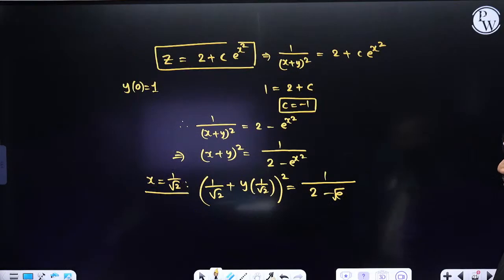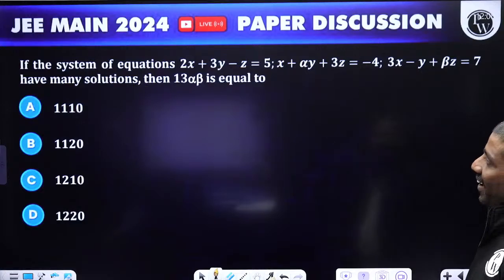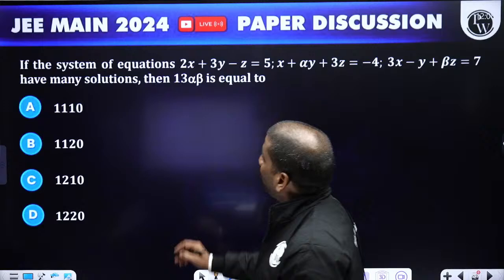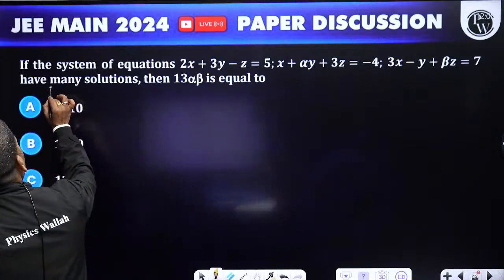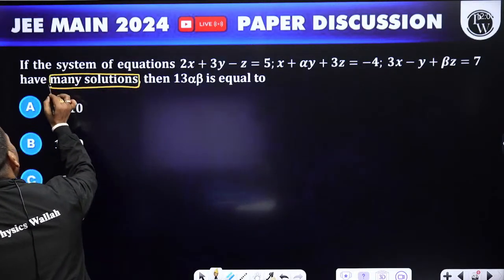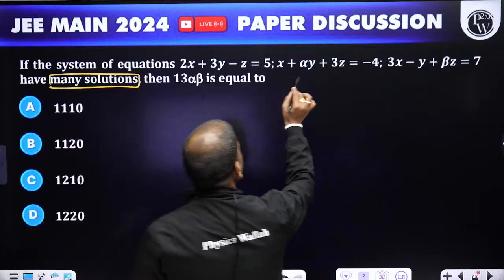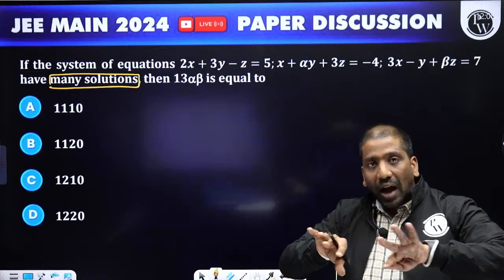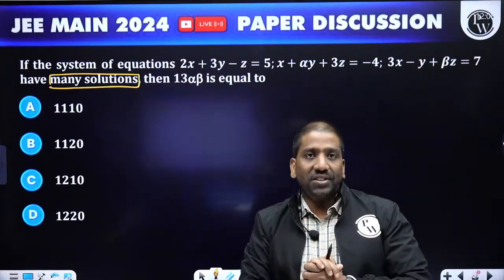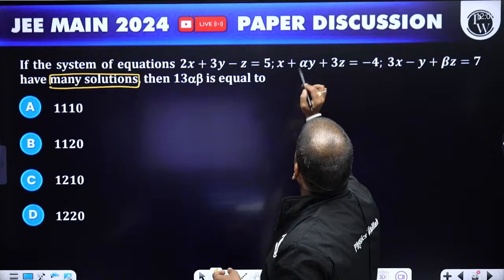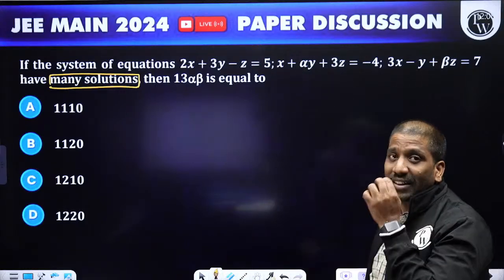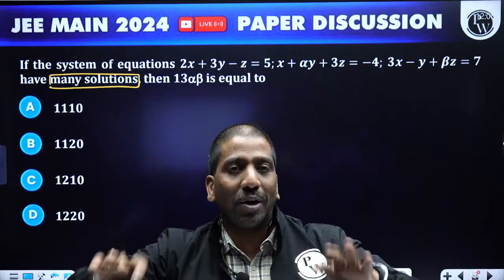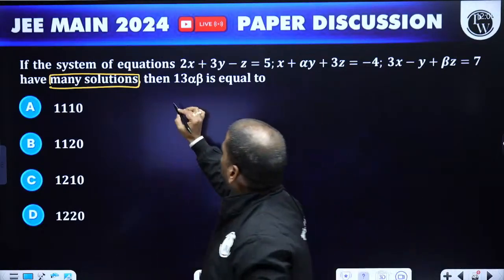Next question. Again, yesterday also in the previous session I explained the system of equations with many solutions, where alpha and beta both are present, in different cases. One is with the coefficient of y, one with the coefficient of z. Then the easiest method is to find the two determinants and find alpha and beta. Correct? So what is the process here?